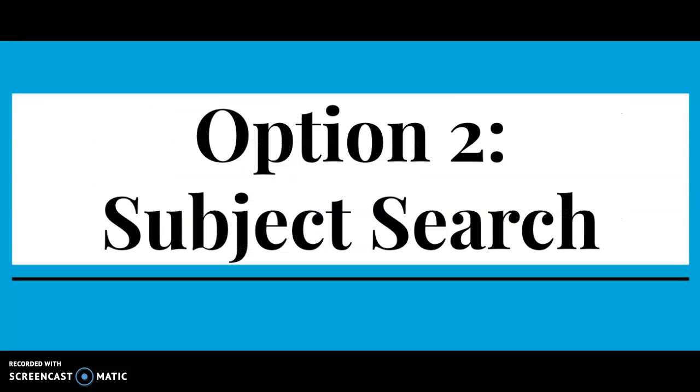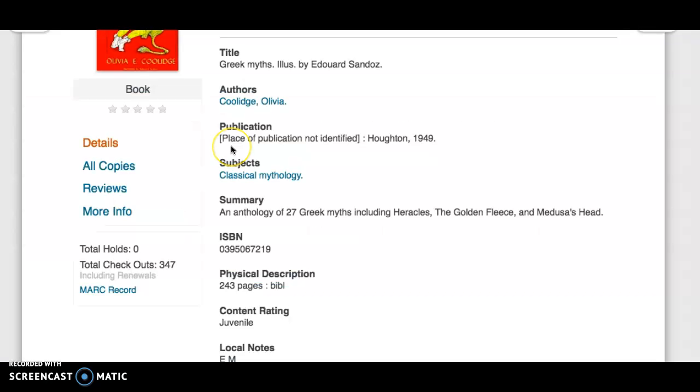As you may have noticed, even when filtering just for books, the keyword search gave us a lot of results. So let's try option 2 now, the subject search. That source I selected, you may have noticed that under subjects it says classical mythology. That's one of the Dewey or Library of Congress subject headings that we would want to use to do a subject search.